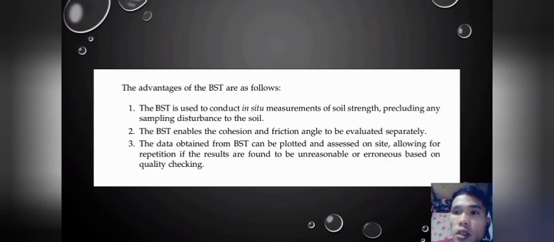So the advantages of the BST are as follows. Number 1, the BST is used to conduct in situ measurements of soil strength, precluding any sampling disturbance to the soil. Number 2, the BST enables the cohesion and friction angle to be evaluated separately. And number 3, data obtained from BST can be plotted and assessed on site, allowing for repetition if the results are found to be unreasonable or erroneous based on quality checking.